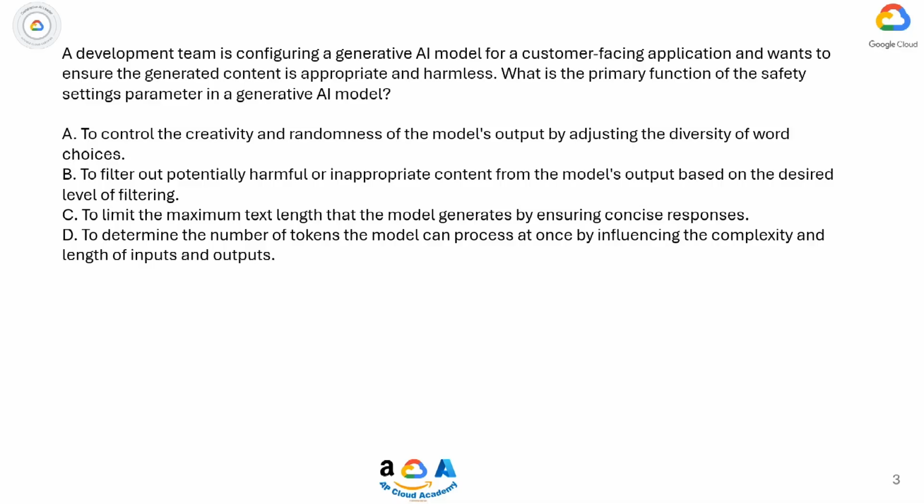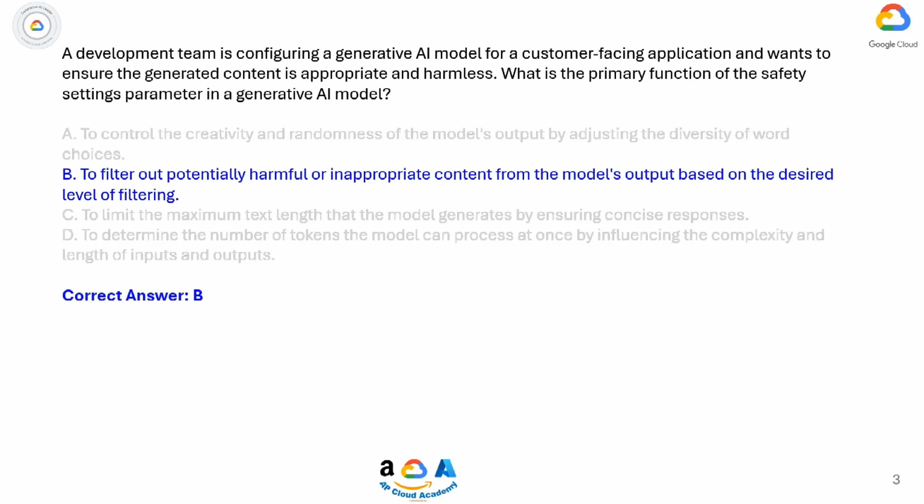C. To limit the maximum text length that the model generates by ensuring concise responses. D. To determine the number of tokens the model can process at once by influencing the complexity and length of inputs and outputs. Correct answer, B. To filter out potentially harmful or inappropriate content from the model's output based on the desired level of filtering.